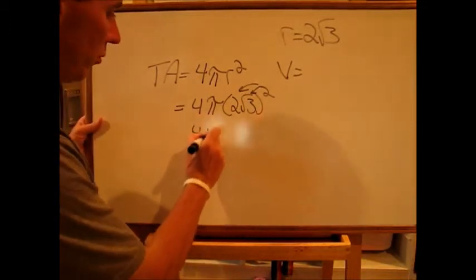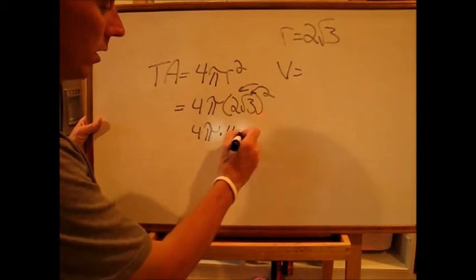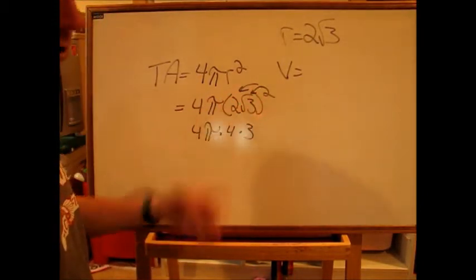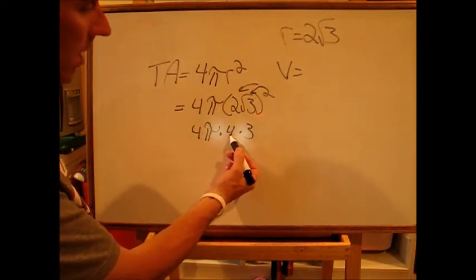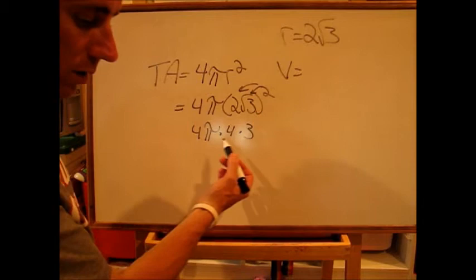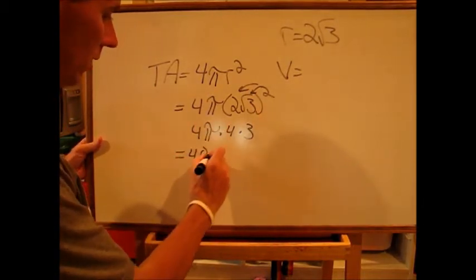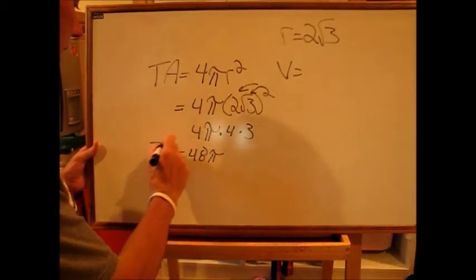So this is going to be 4 pi. 2 squared is 4. Root 3 squared is root 9, which is 3. So really, in a sense, you're canceling out that radical sign. So now I've got 4 times 4, which is 16, and then 16 times 3, which is 48. So we get 48, and then pi associated with that. We're keeping everything in terms of pi because we want exact answers.